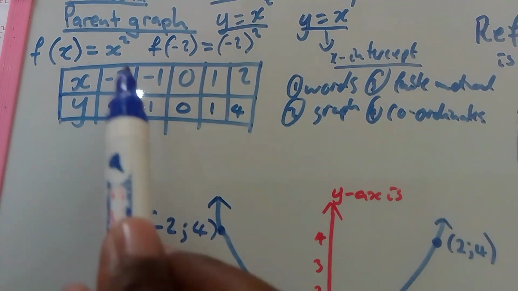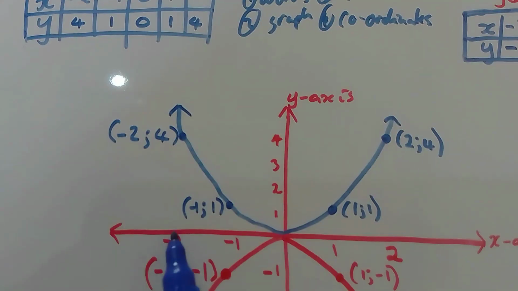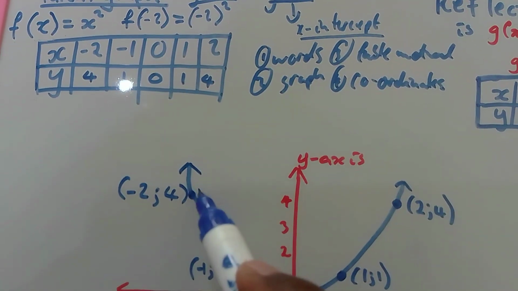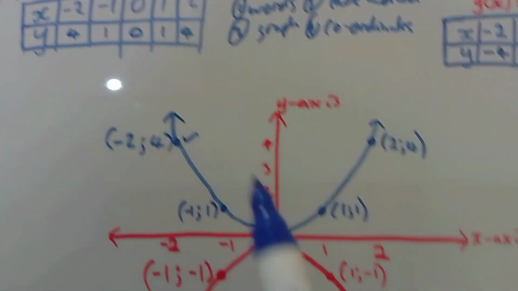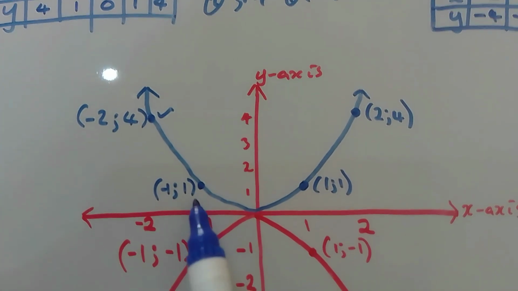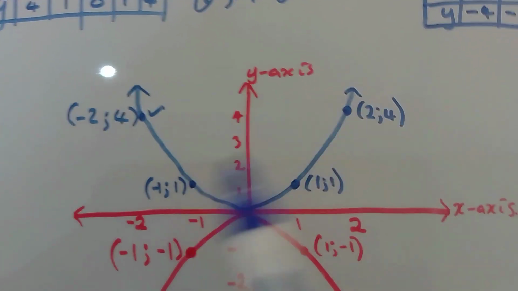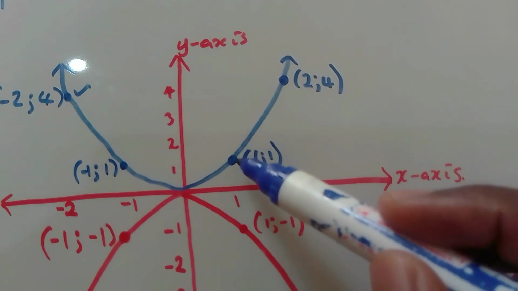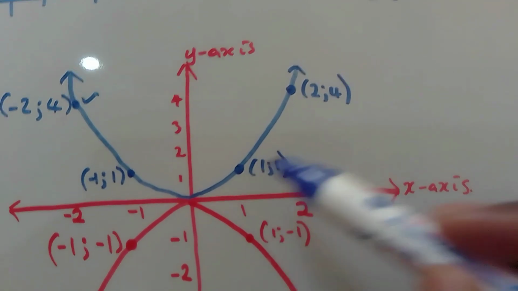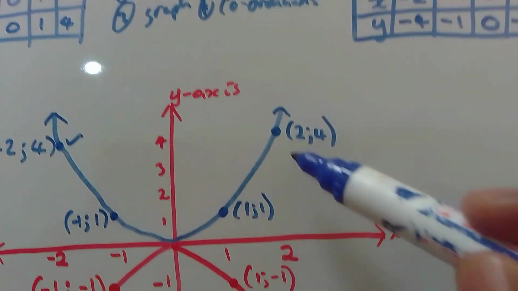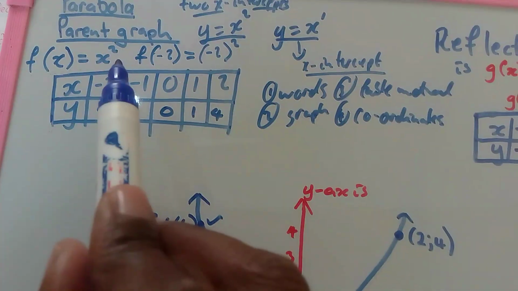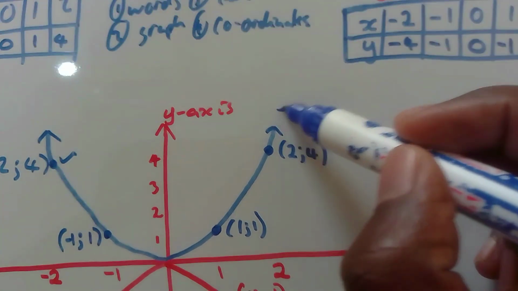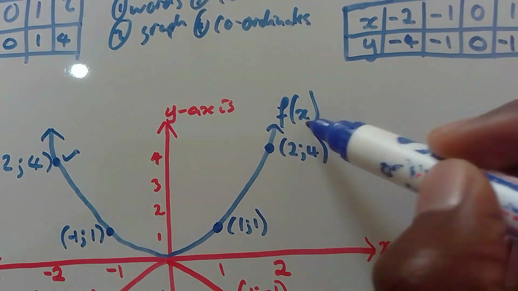So now, when our x was negative 2, our y is 4. And I came here, this is our x, which is negative 2, our y is 4, positive 4. When our x is negative 1, our y is positive 1. When our x is positive 1, our y is positive 1. And when our x is positive 2, our y is positive 4. So this is the graph of function of x. Then I name it here. So its name is function of x.